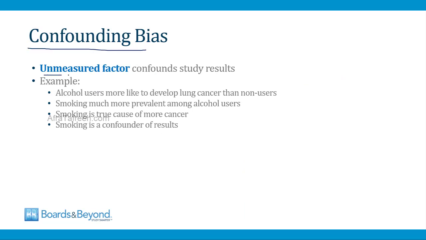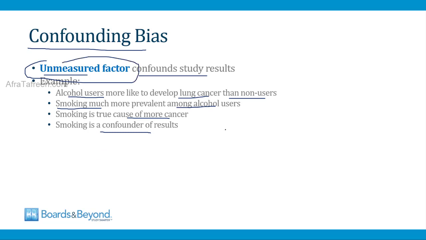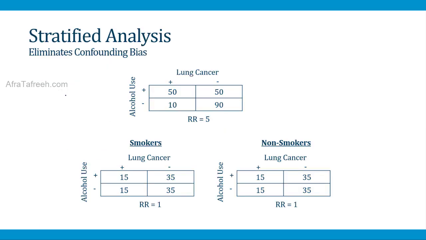Okay, next let's talk about confounding bias. This occurs when an unmeasured factor confounds the study results. So to understand this, consider that a study found that alcohol users are more likely to develop lung cancer compared to non-users. This might make it look like alcohol is a possible causative factor for lung cancer. However, smoking is much more prevalent among alcohol users, and smoking is the true cause of lung cancer. So in this example, we would say smoking is a confounder. It's an unmeasured third factor outside of alcohol and lung cancer that is the cause of the studied results. The way epidemiology studies manage confounders is by doing what's known as a stratified analysis, which eliminates confounding bias.